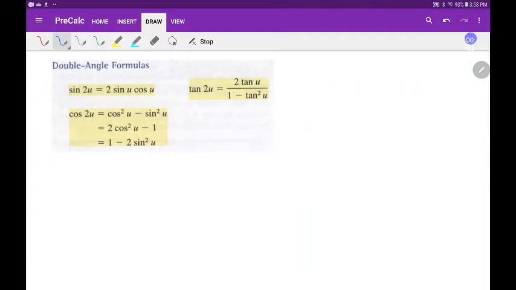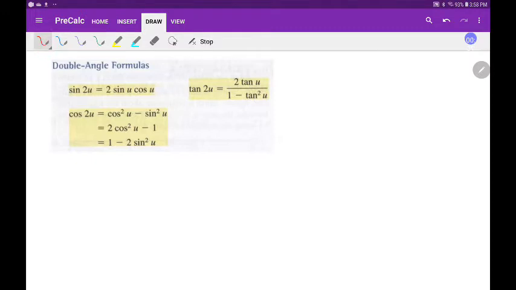Okay, the double angle formulas. If we're not counting the Pythagorean identities, then these identities are the most important. And you're going to see these again as you pursue math further. So we ought to know these. And when it comes to sine 2u, that's equal to 2 sine u cosine u. Just have to memorize that.